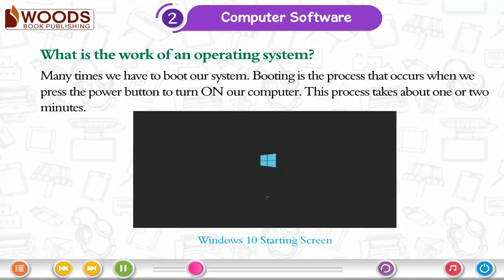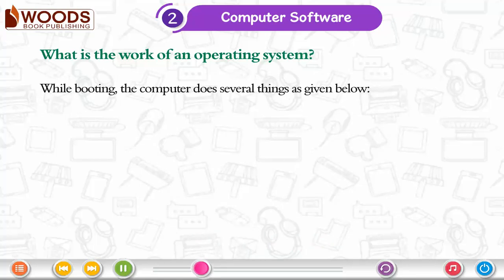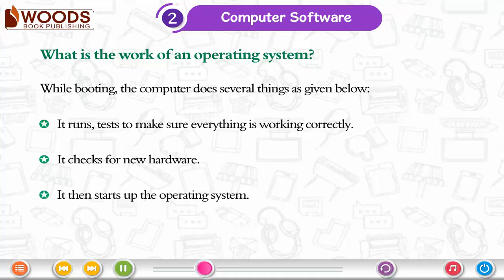Many times we have to boot our system. Booting is the process that occurs when we press the power button to turn on our computer. This process takes about 1 or 2 minutes. Windows 10 starting screen. While booting, the computer does several things as given below. It runs tests to make sure everything is working correctly. It checks for new hardware. It then starts up the operating system.